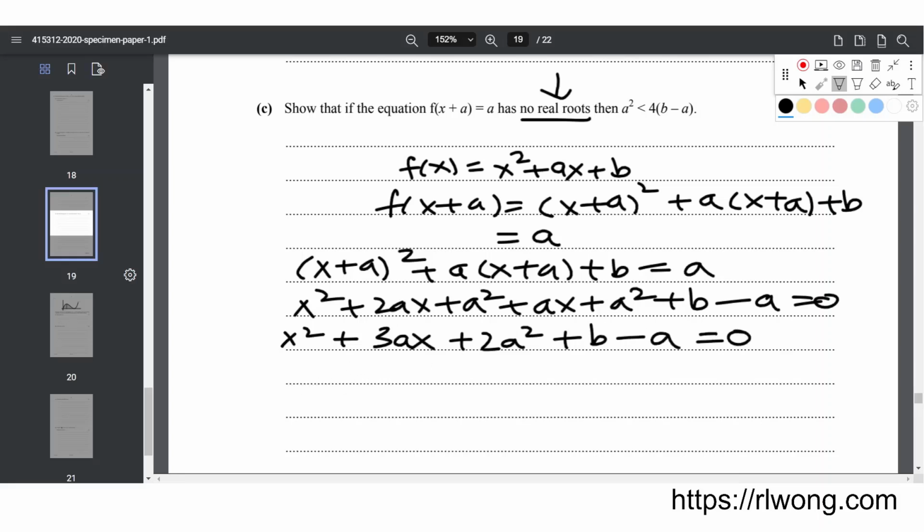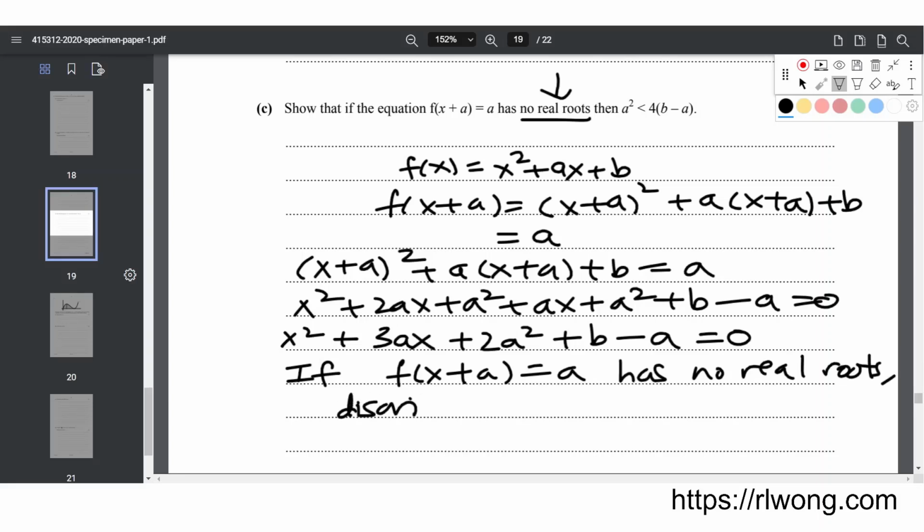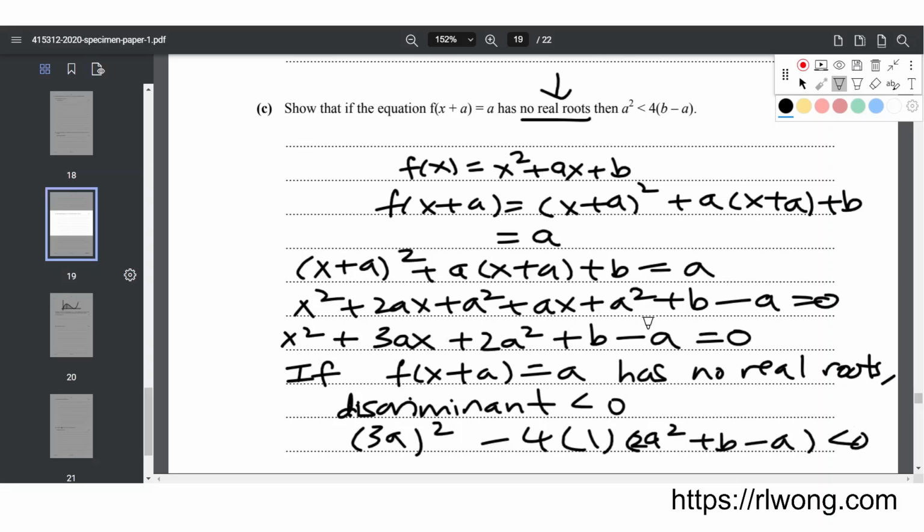Next, I know since f(x + a) equals a, if this has no real roots, then my discriminant is less than 0. So I'll apply the discriminant. The coefficient of x is 3a. So this squared minus 4 times 1 times (2a squared plus b minus a). This is the constant term.